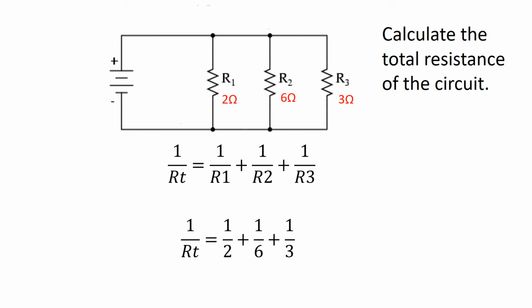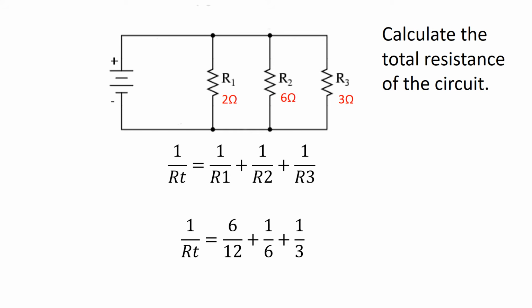Well, first of all, let's ask, what do 2, 6, and 3 all go into? They all go into 12. What do we do to a 2 to turn it into a 12? We multiply it by 6. And what you do to the bottom, you must do to the top. So, that becomes 6/12.